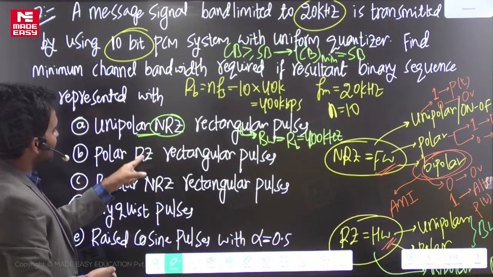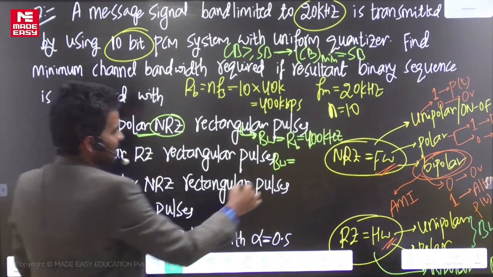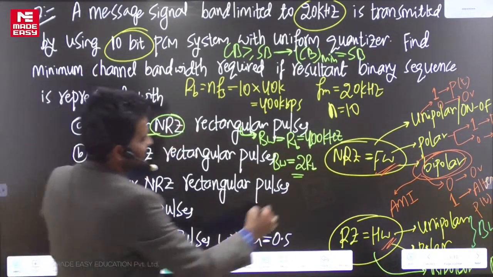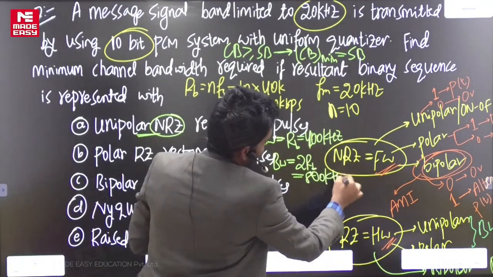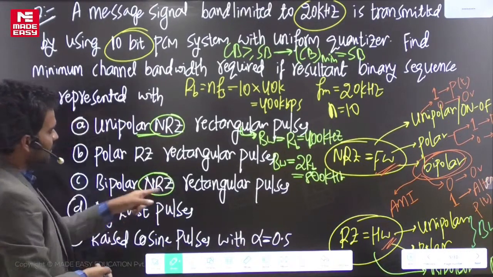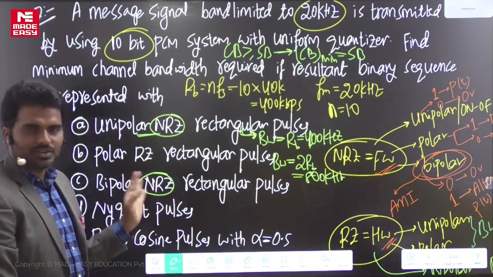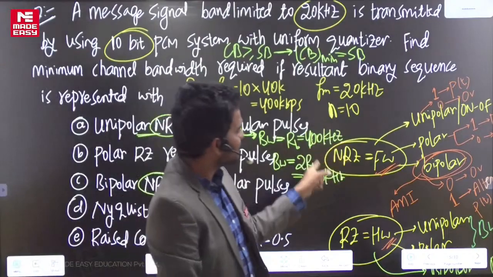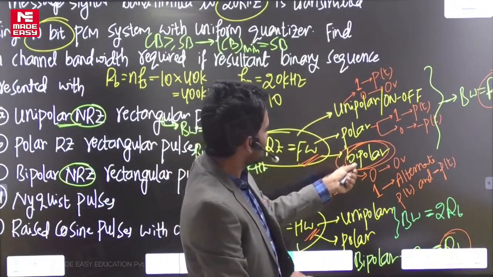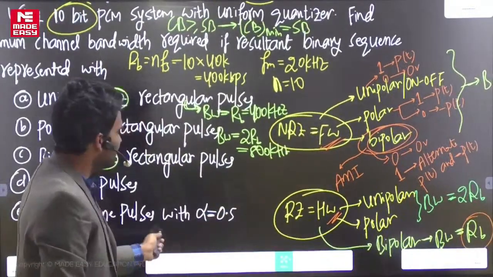And if you see RZ, RZ means half width pulses, so the bandwidth is 2RB. RB is 400k, so this is 800 kHz. And for this C, NRZ here, full width pulses. Full width pulses means the bandwidth is definitely going to be RB only. In the case of full width, irrespective of the coding you are using, the bandwidth is RB only.